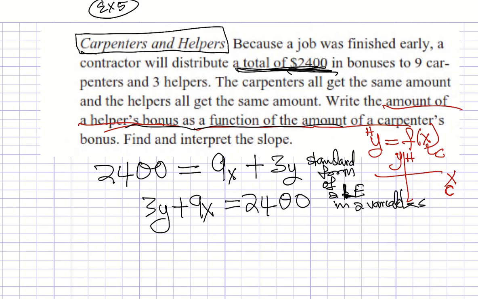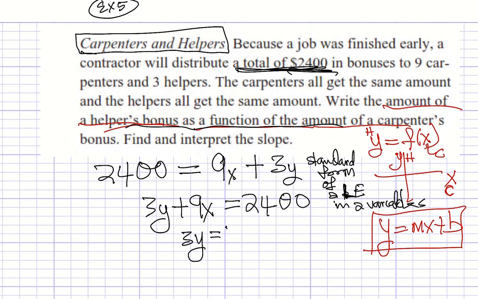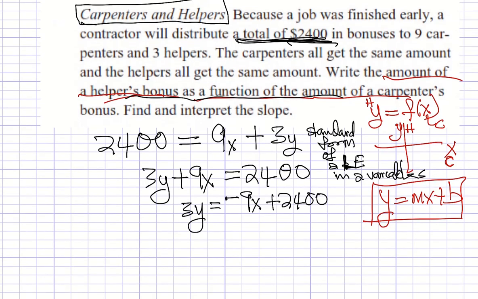Okay, we'll try to isolate y, because now we want to put it in this form. Our objective now is to put it in this form. This is called slope-intercept form. That's our objective now. And then we say 3y is equal to minus 9x, okay, plus 2400. You see that, right? So we want to get y by itself like that. So we divide everything by 3. We say y is equal to minus 9 over 3x plus 2400 over 3. You see that, right?